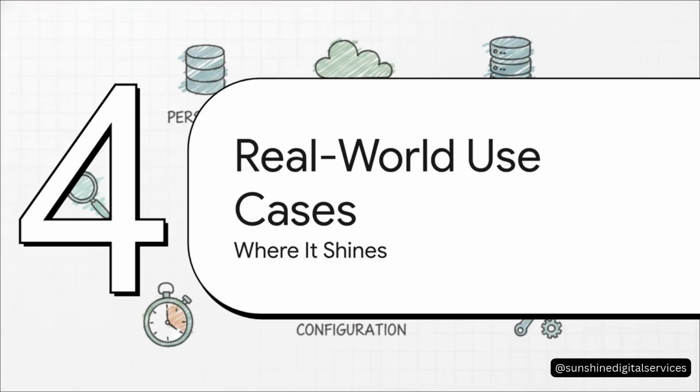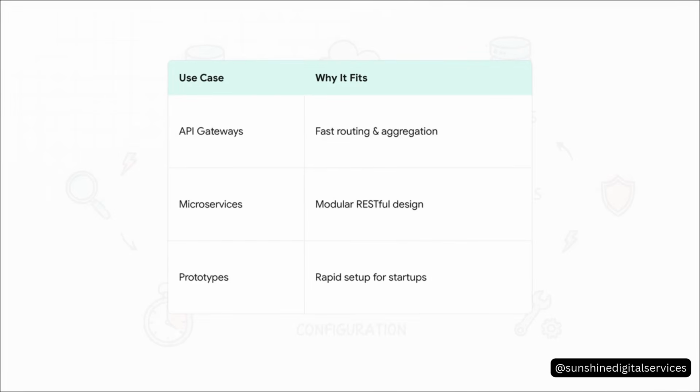Which brings us to Section 4, real-world use cases, where Dropwizard actually shines. Dropwizard is hands down the right tool for several really high-stakes jobs. For instance, if you're building an API gateway acting as an intermediary between clients and services, its lightweight nature makes it absolutely ideal for fast routing and aggregation. Or for standalone microservices, its modular design is perfectly optimized for distinct RESTful functions. And for startups trying to build out prototypes or MVPs, it is unmatched. That rapid setup speed means your team can actually get out there, test ideas, and gather real user feedback instead of fighting with your infrastructure.